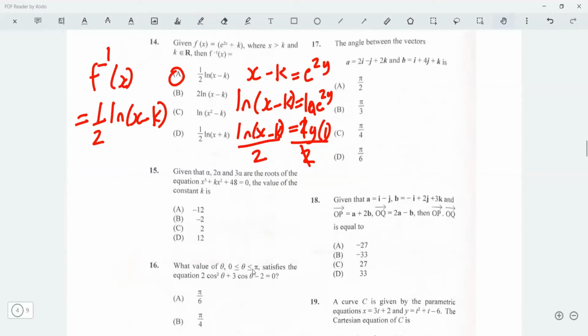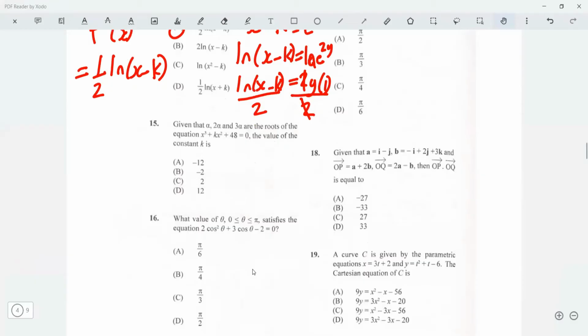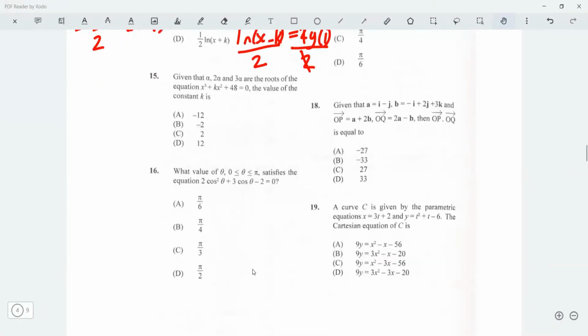Nice. Question 15 is a big repeat, but for some reason I can't remember which one it is. Doing so many papers that I just can't remember these repeat questions, but nonetheless, it tells us that the roots are alpha, 2 alpha, and 3 alpha. Find the value of k. So the sum of the roots is minus b over a, which is minus k over 1, and that's equal to the sum of the roots, alpha plus 2 alpha plus 3 alpha, which is 6 alpha.